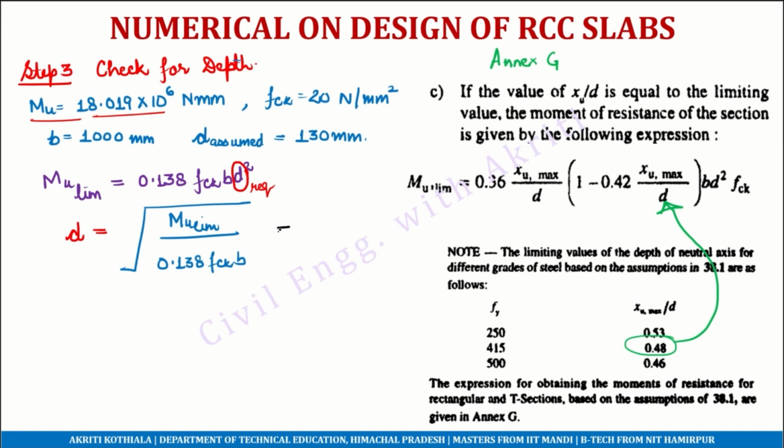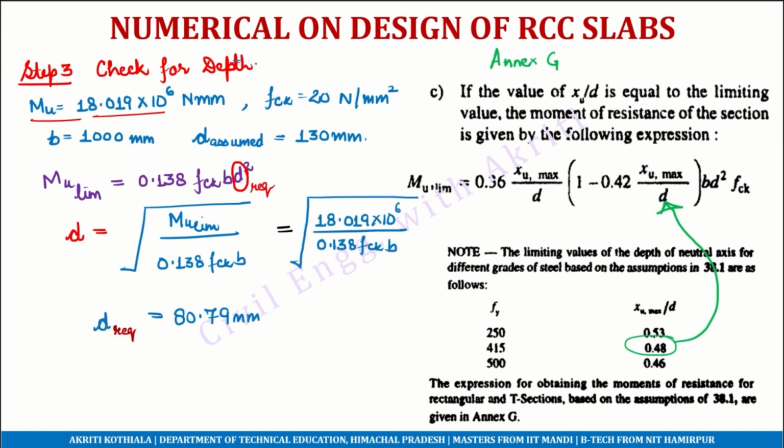Substituting these values, we obtain D required as 80.79 millimeters. So what value had we assumed? We had assumed a value of 130 millimeters, which is much greater than the required value of 80.79, or 81 millimeters. So this makes us safe. Hence, we can move on to the next step. If by chance this check had failed, let's say we obtained a D required value of 131 millimeters, then we would have had to revise the entire thing and increase the assumed depth.